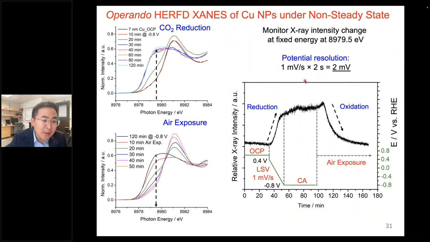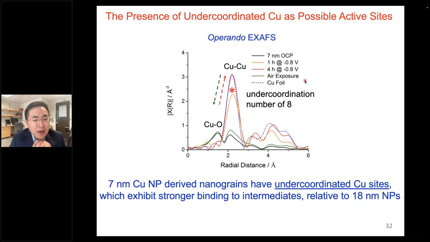I would skip this given the time limitation, but I'm telling you that we have a metallic copper, which is likely polycrystalline and defective. But what is special for this type of copper under reaction conditions? Using IXFs, we are able to show the presence of undercoordinated sites, with a coordination number much less than 12, which tells us those coppers are capable of binding to surface intermediates such as CO molecules and other intermediates to facilitate carbon-carbon coupling and the forming of those multi-carbon products.